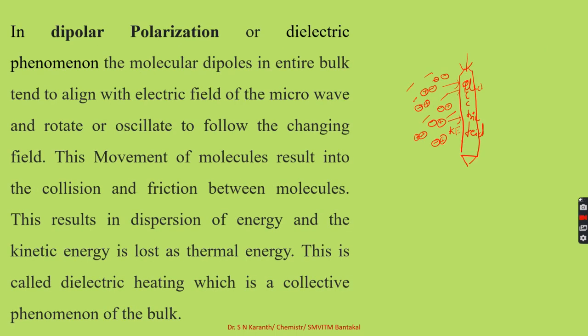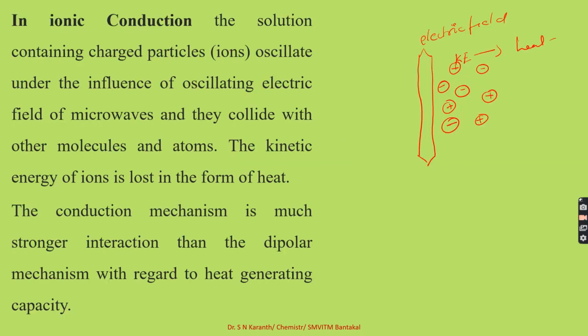Whereas in the case of dipolar polarization, the molecular dipoles in the entire bulk tend to align with the electric field. That is, molecules try to align with the electric field of the microwave. They rotate or oscillate, and as a result, they lose their kinetic energy in the form of heat. See, there are two basic principles involved in this. There may be two more principles, but I am not discussing all those here.